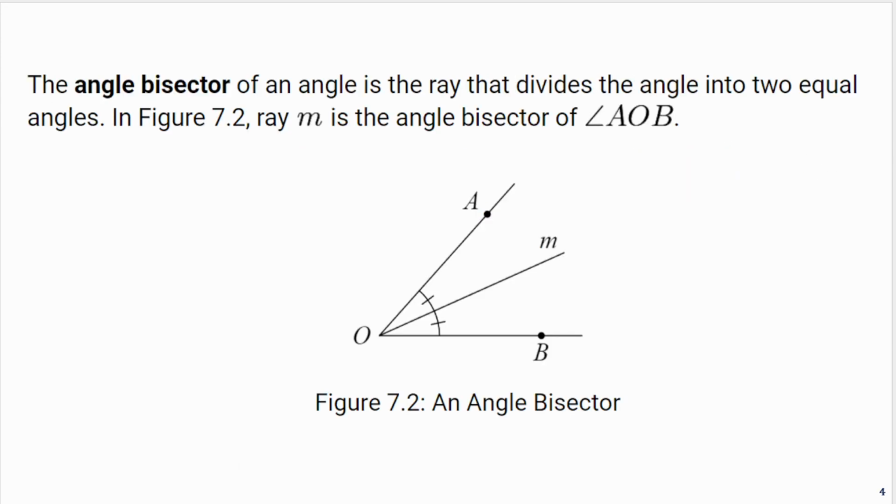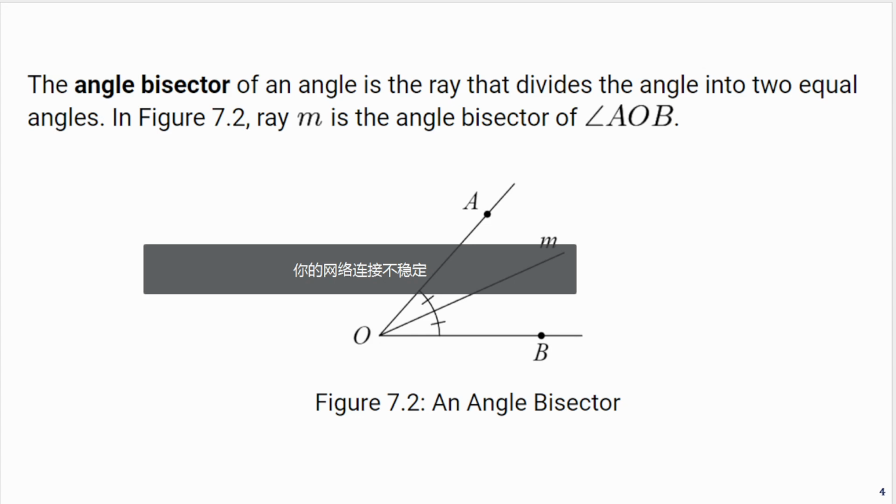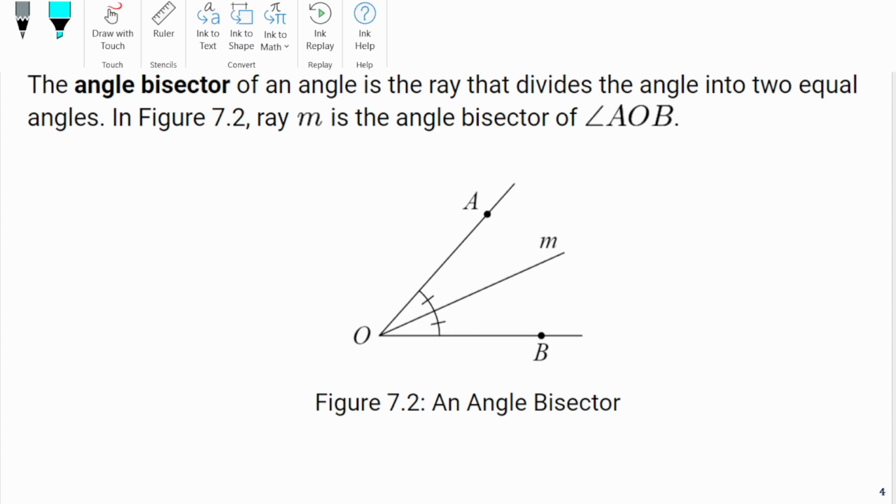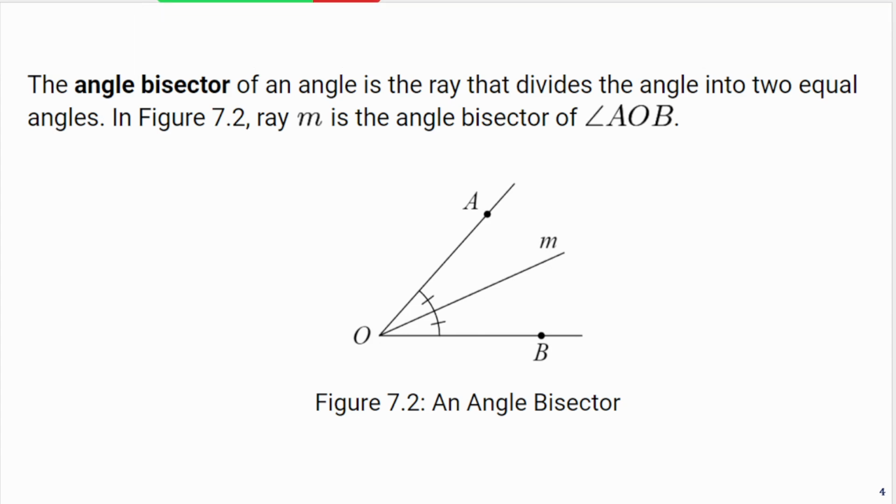Next, the concept of angle bisector. Angle bisector of an angle is the ray that divides the angle into two equal angles. In this figure here, we have these two angles equal, so ray M is the angle bisector of angle AOB.